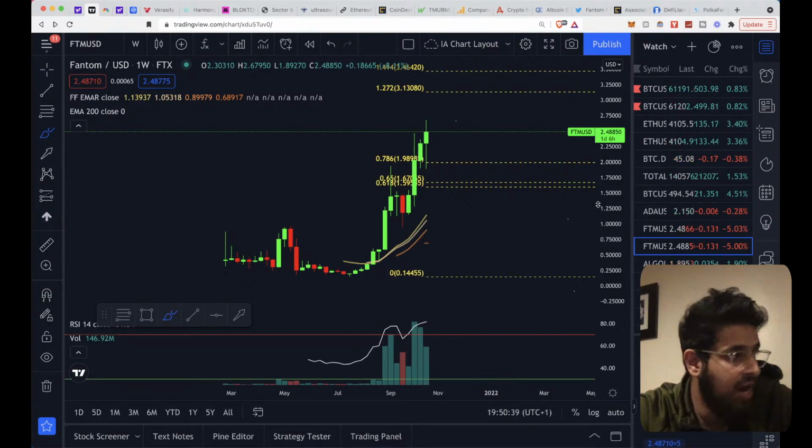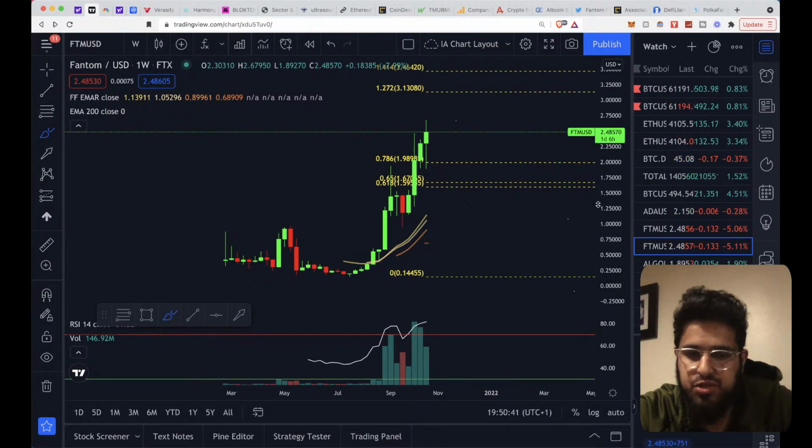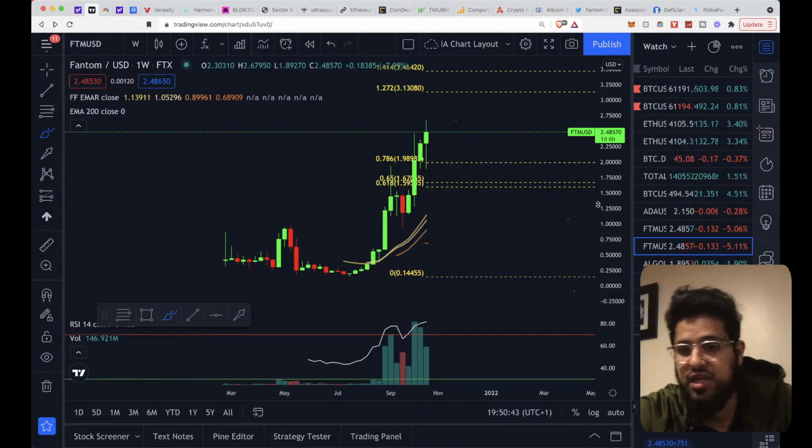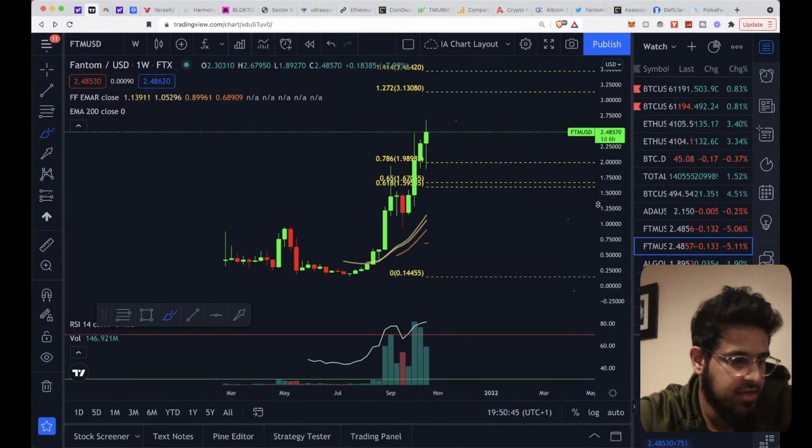I personally buy my Phantom and I'm married to it. I'm leaving it there. I'm not touching it. I'm letting it ride, okay? So that's my view on it in case anybody's wondering. I'm not trying to trade this. Not for me.